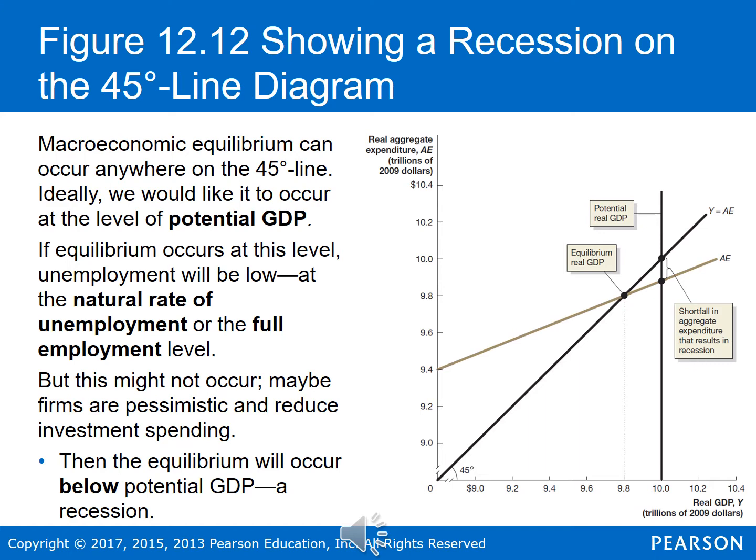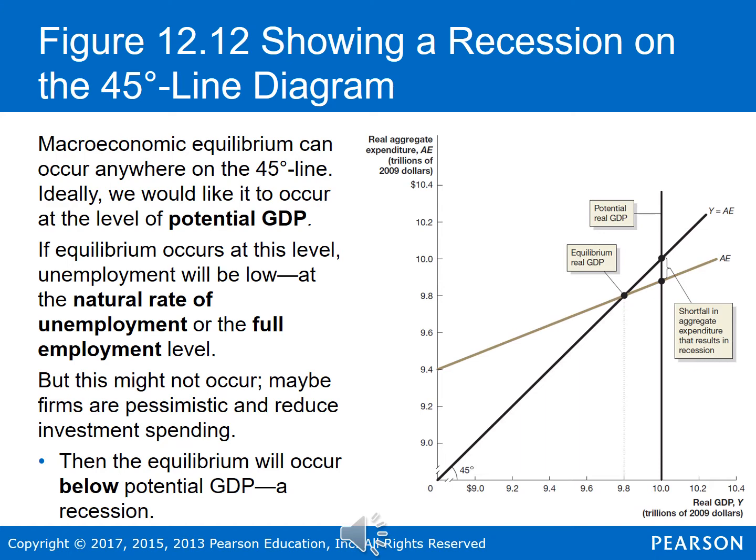So let's look through an example to try to understand this. Suppose that the level of potential GDP is $10 trillion. As figure 12.12 shows, when GDP is $10 trillion, the planned aggregate expenditure is below the $10 trillion. Perhaps because firms have become pessimistic about their future profitability, so they reduce their investment spending.